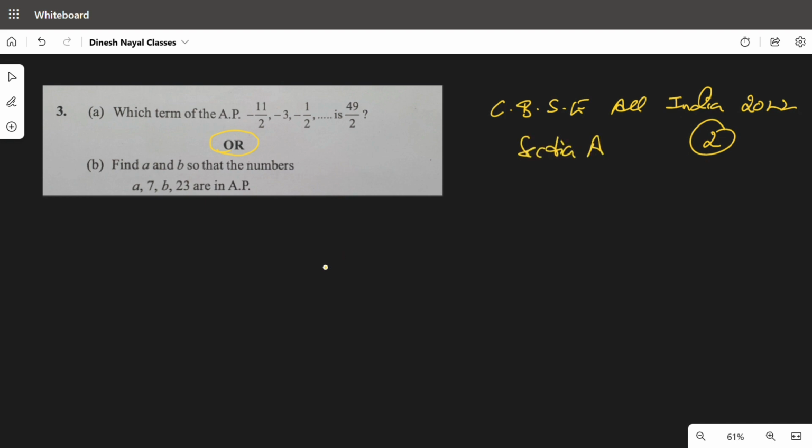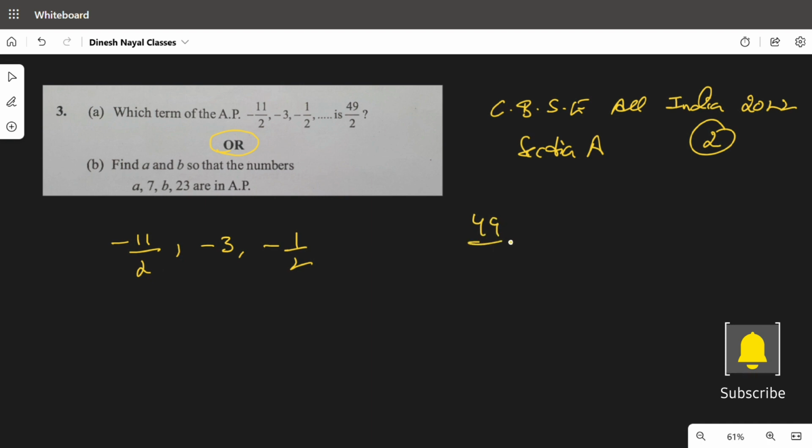Okay. So now what's the question? The question is which term of the AP minus 11 by 2, minus 3, minus 1 by 2 is 49 by 2. So they have given the AP minus 11 by 2, minus 3, minus 1 by 2. Now they are saying which term of the AP is 49 by 2. So first of all, let's see this AP. This has the first term, minus 11 by 2.